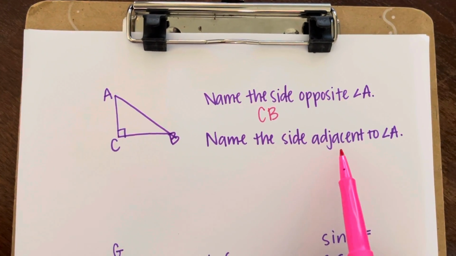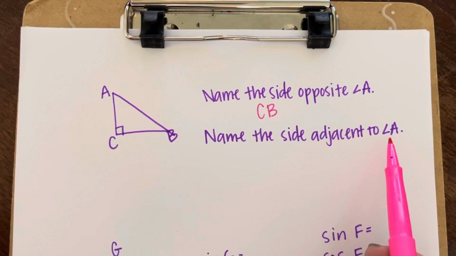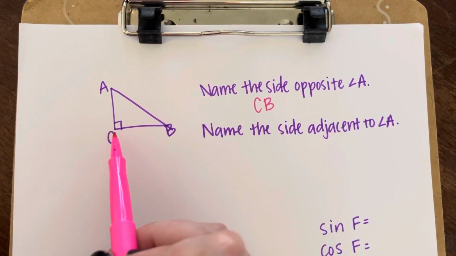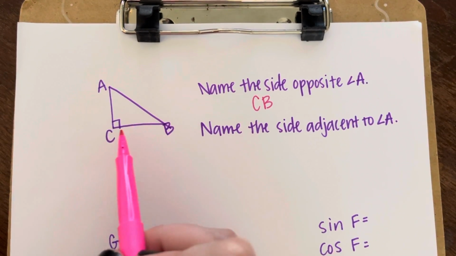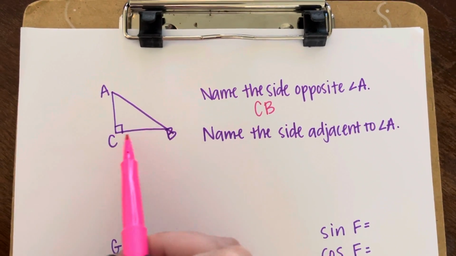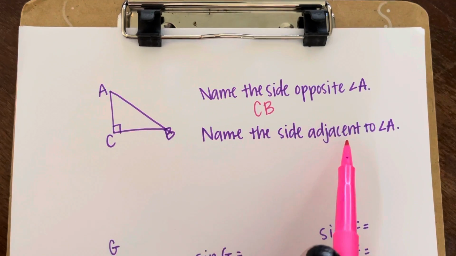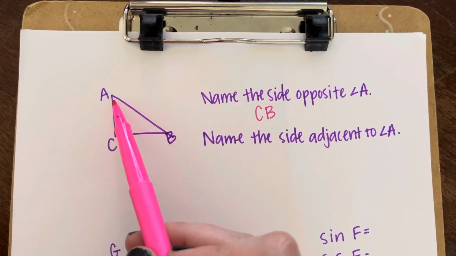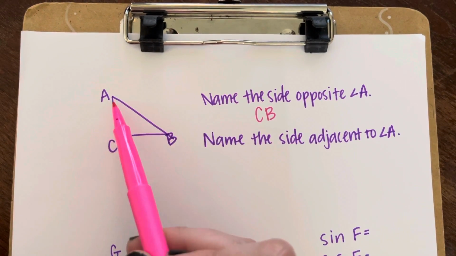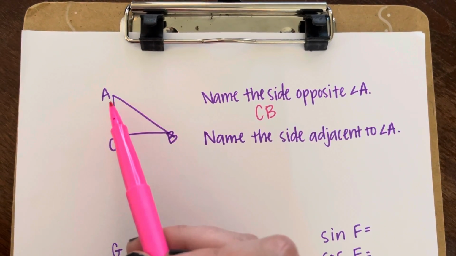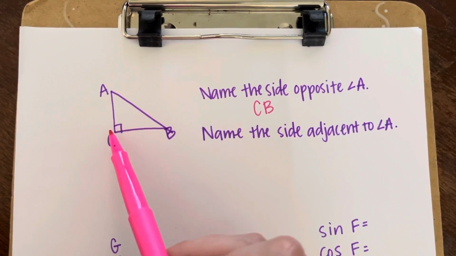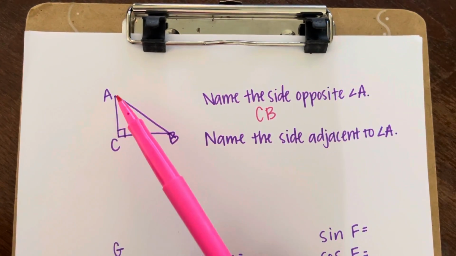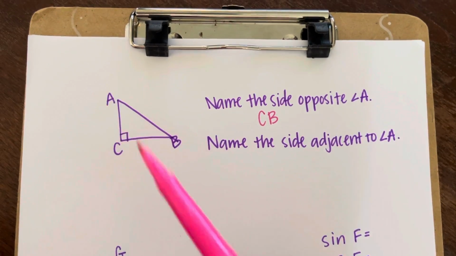To name the side that is adjacent to angle A, I need to make sure that I'm picking a side of the right angle. Okay, so either this one or this one. These two sides form the right angle. And adjacent means next to or touching. So if I'm choosing one of these sides that needs to be next to or touching angle A, it's going to be this side. And again, I need two letters, so I can either name this side AC or CA.